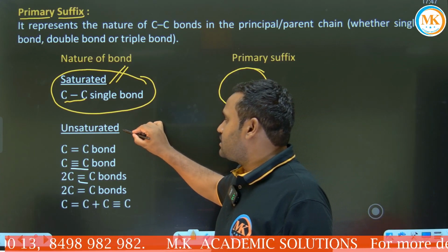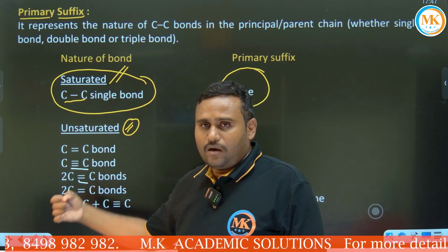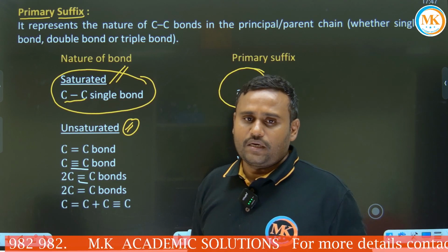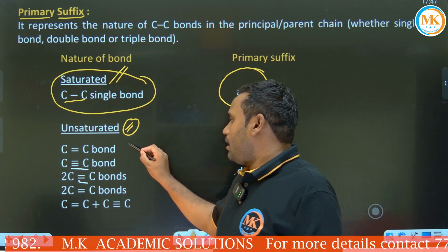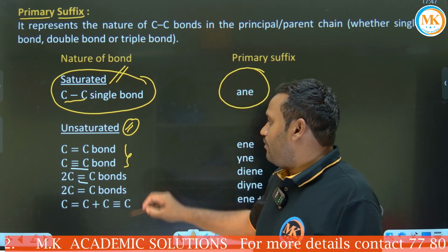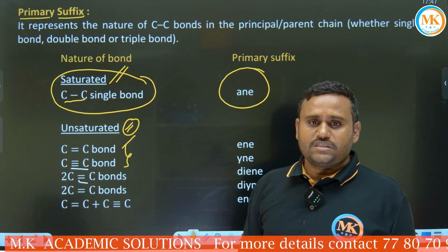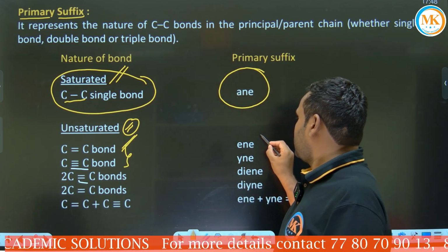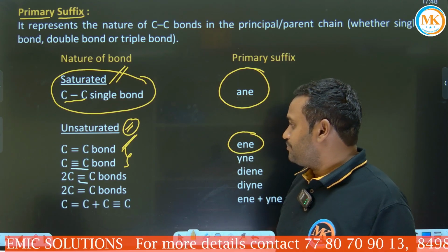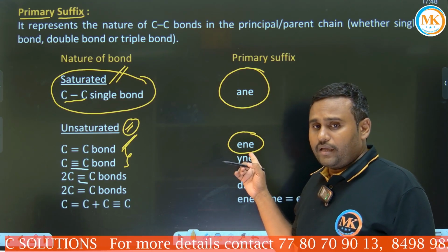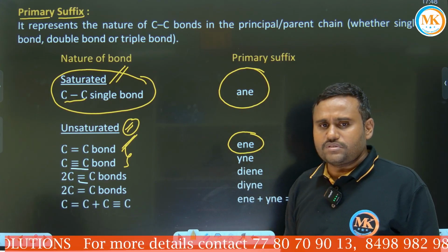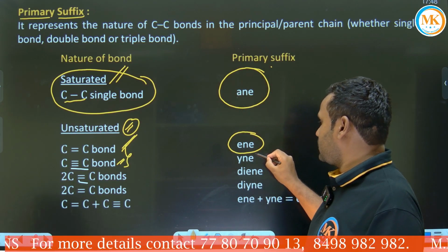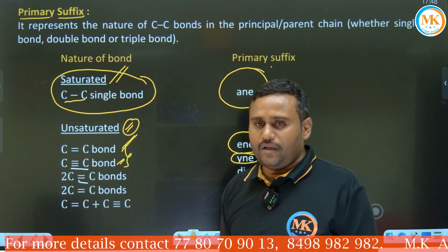Next, unsaturated. Unsaturated means the carbon compound may contain a carbon-carbon double bond or a carbon-carbon triple bond. When the carbon chain contains carbon-carbon double bonds, they are called alkenes, and here the primary suffix we use is ene. And when a carbon-carbon triple bond is present, the primary suffix we use is yne.